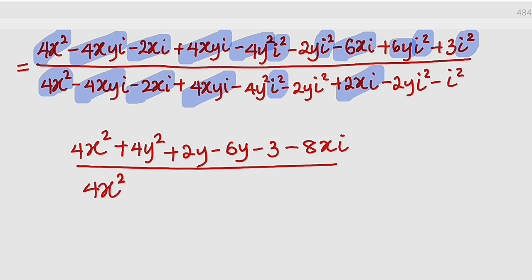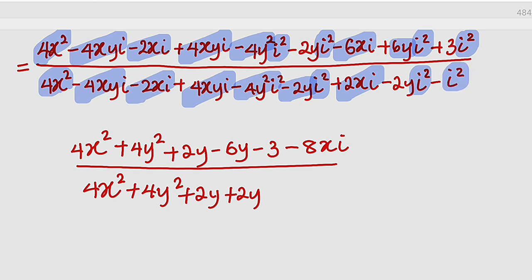i squared is negative 1, and negative 1 times negative 4y squared will give us positive 4y squared. Then we have another i squared here, which is going to give us negative 1 multiplied by negative 2y. That will give us positive 2y. We have another one right here, which is going to give us positive 2y as well. And lastly, we have i squared here, which is negative 1, and negative 1 times negative will give us positive 1, right? So plus 1.